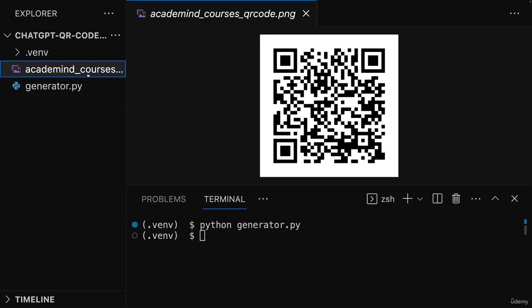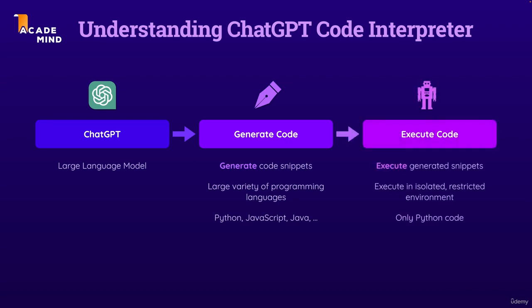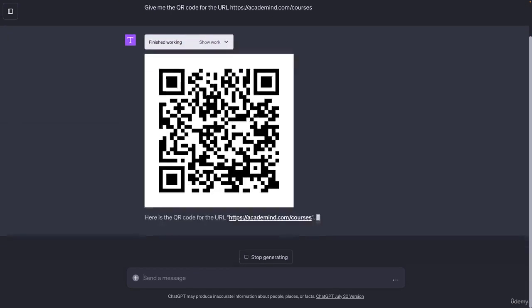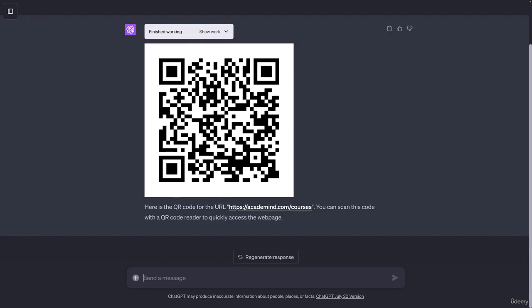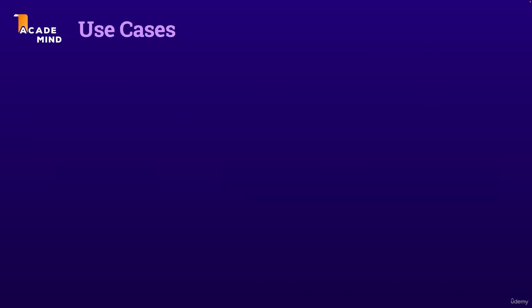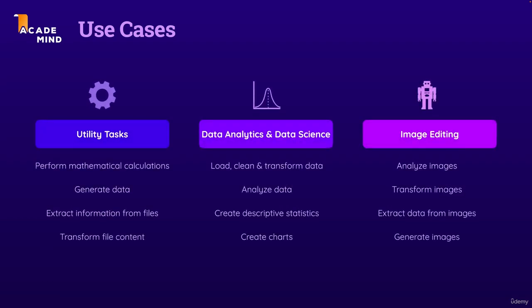With Code Interpreter, ChatGPT is not just able to generate the code, but it's also able to execute that code. It's able to execute those generated code snippets in an isolated, restricted execution environment. And therefore, certain restrictions, to which I will come back, will apply, and at this point of time, it's also just Python code that can be executed. Nonetheless, this is of course an extremely useful feature that can be used for a broad variety of use cases.